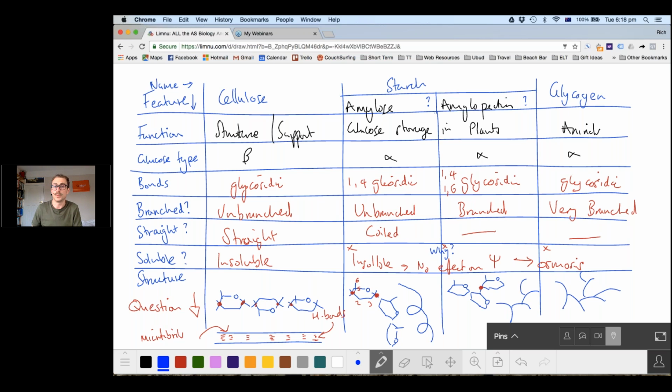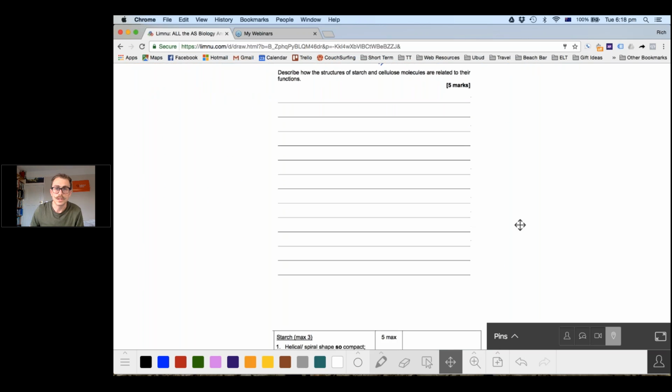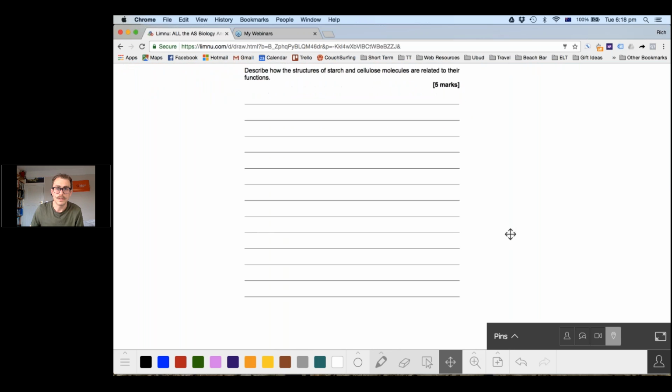So we can hydrolyze, we can break down amylopectin and glycogen faster. Glycogen is the fastest because it's got the most branches, a high surface area. Amylopectin would be the next fastest. Amylose would be the next fastest. Okay, so I think my questions are underneath here. If you want that a little bit bigger, I'll zoom in a wee bit.